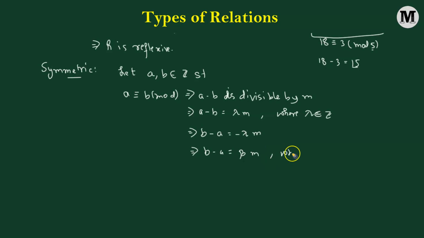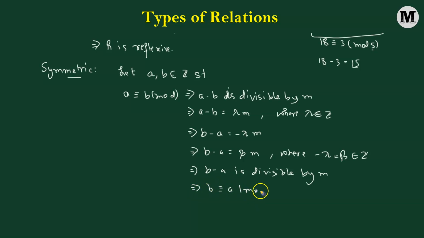Now what is beta here? Here we have considered negative lambda to be equal to beta, which is also an integer. Now what we have shown here is that b minus a is a multiple of m. That means we can say that b minus a is divisible by m as well. If it is divisible by m, then from the definition we have b congruent to a modulo m.